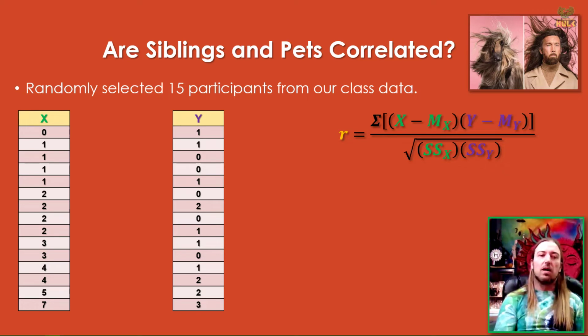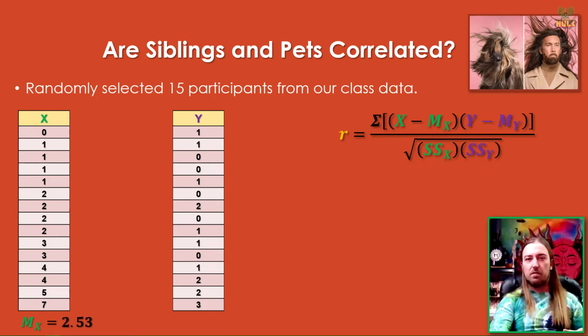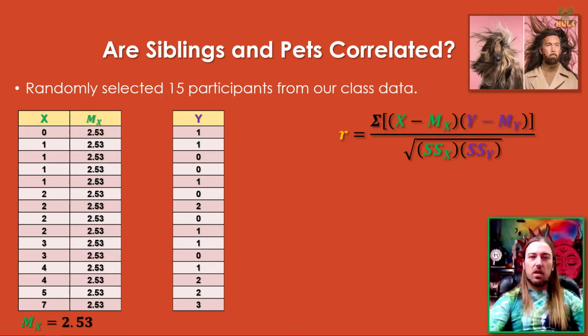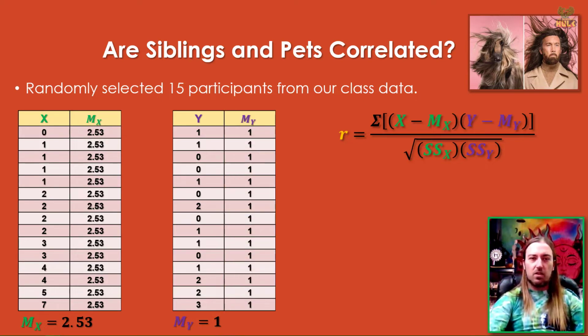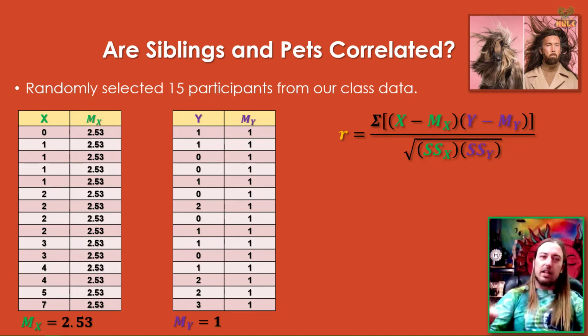Okay? So the mean of our x data, if we add all those up and divide by 15, is 2.53. The mean of our y data then is going to be 1. Nice and easy, right? So let's add those means in there in 2 separate columns. You don't have to do this if you don't want to add that extra column in there. I just like to have redundancy in my tables so that I guarantee I didn't leave anything out.